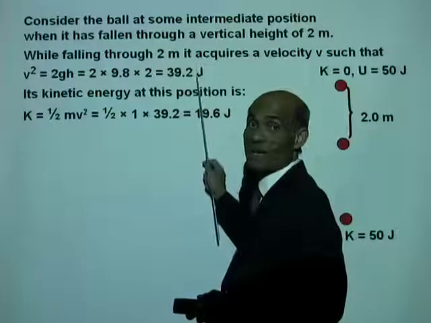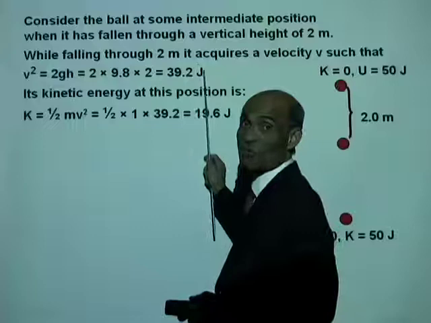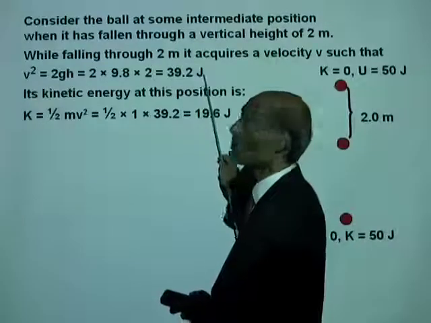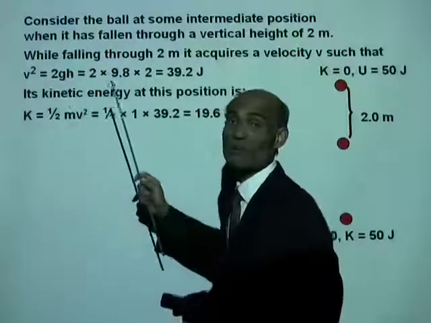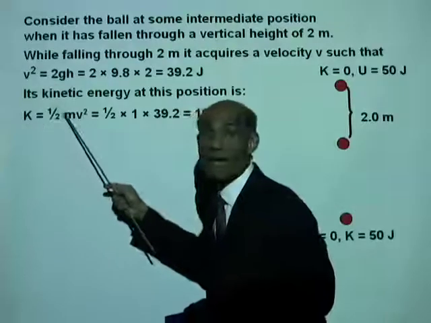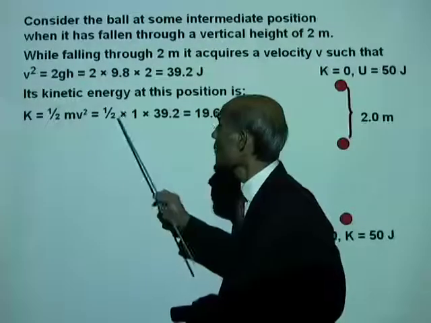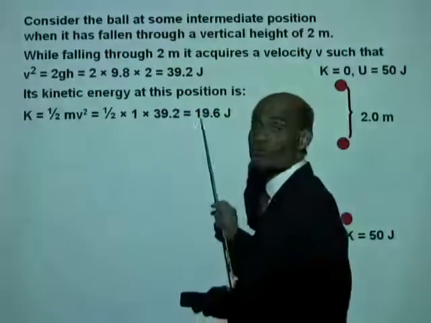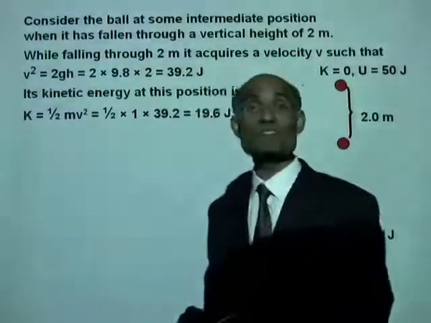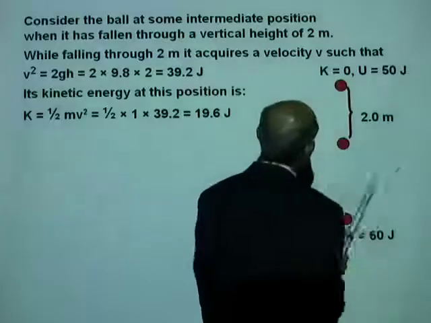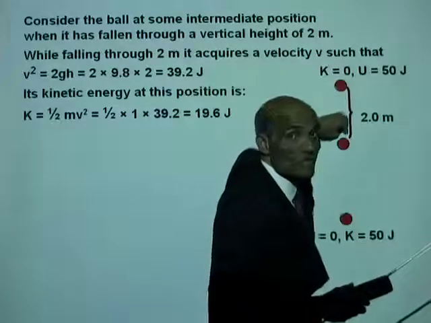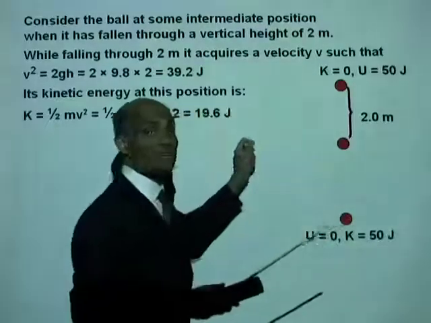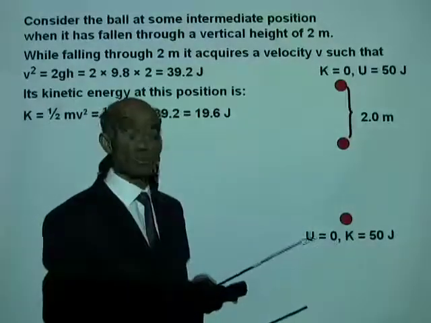Now I have a small error here. v squared is not measured in joules. It is meter per second squared. So cut that off and write it as meter per second squared. Kinetic energy is 1/2 mv squared, 1/2 times 1 kilogram times v squared, which is 39.2, and that is 19.6 joules of kinetic energy. So in falling through 2 meters, this 1 kilogram ball has now acquired 19.6 joules of kinetic energy.